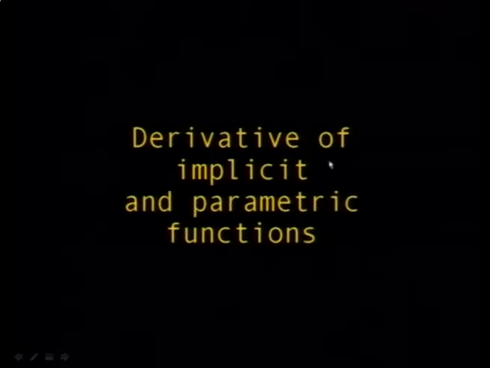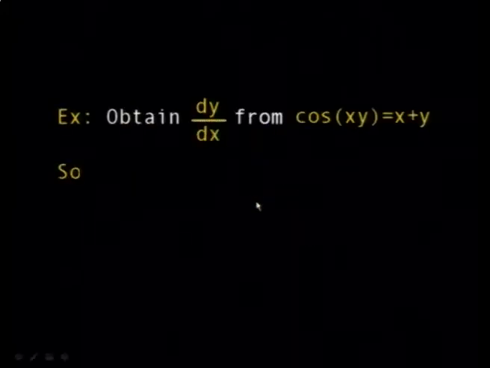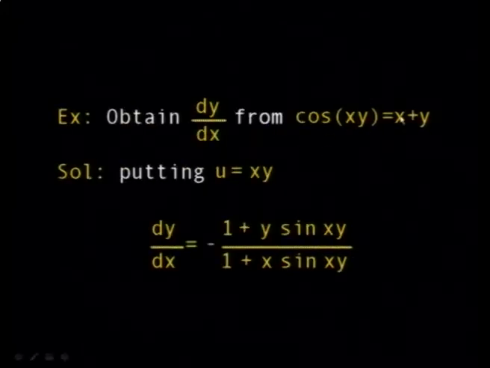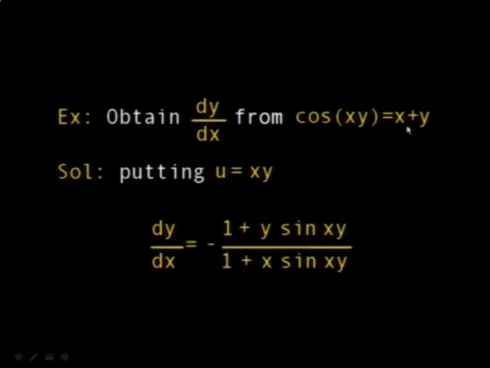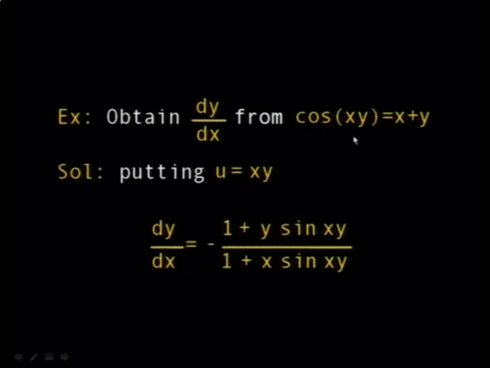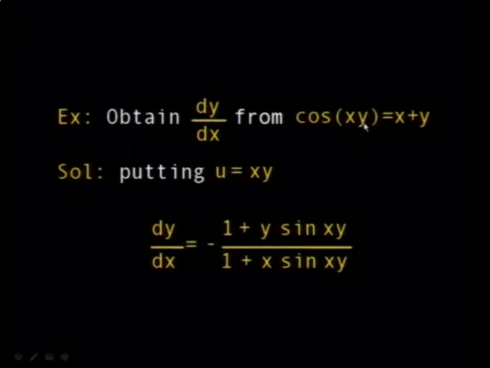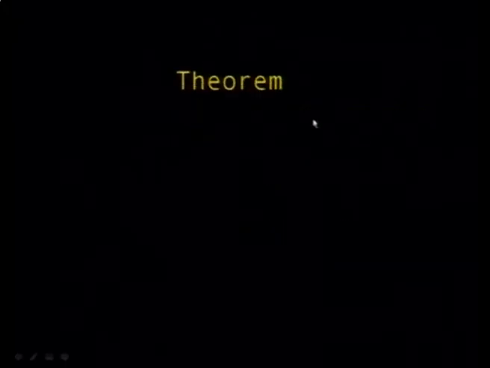Now, sometimes you have derivative of implicit or parametric functions. Implicit functions of this sort, cosine xy is equal to x plus y. You can, of course, here, same thing. You can substitute xy to be equal to u and proceed in the same way.